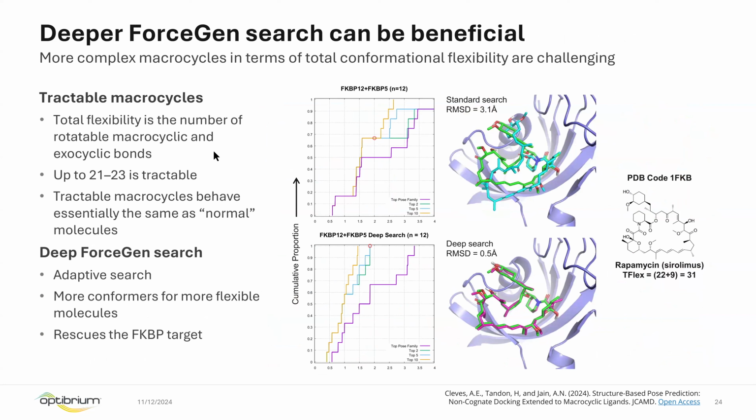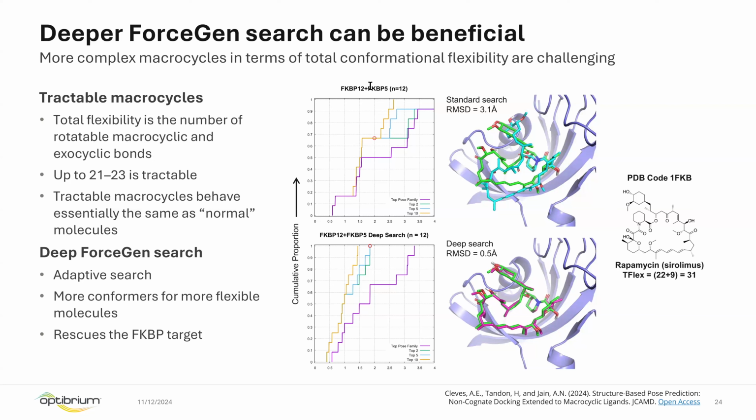So tractable macrocycles, if we look at total molecular flexibility of about 21 to 23 rotatable bonds inside and outside of the macrocycle, those things work just like regular molecules. When we get into FKBP and its ligands, what we see are things like rapamycin, obviously. Rapamycin has a total molecular flexibility of 31. And what we see when we get that large is that the force gen search starts to have a little bit of a hard time. We have developed a deeper search that's adaptive. So for more complicated molecules, it generates larger conformer pools. And what it does is actually rescue the FKBP target.